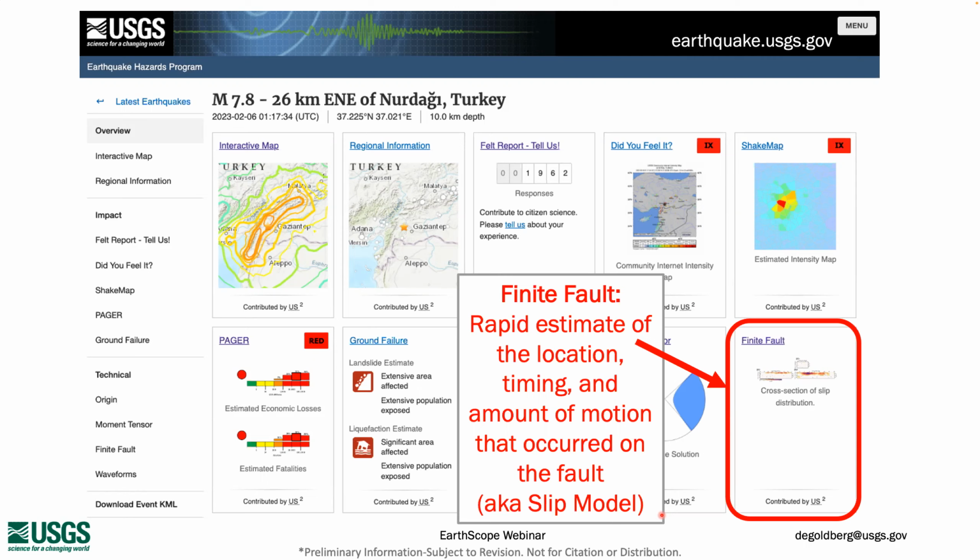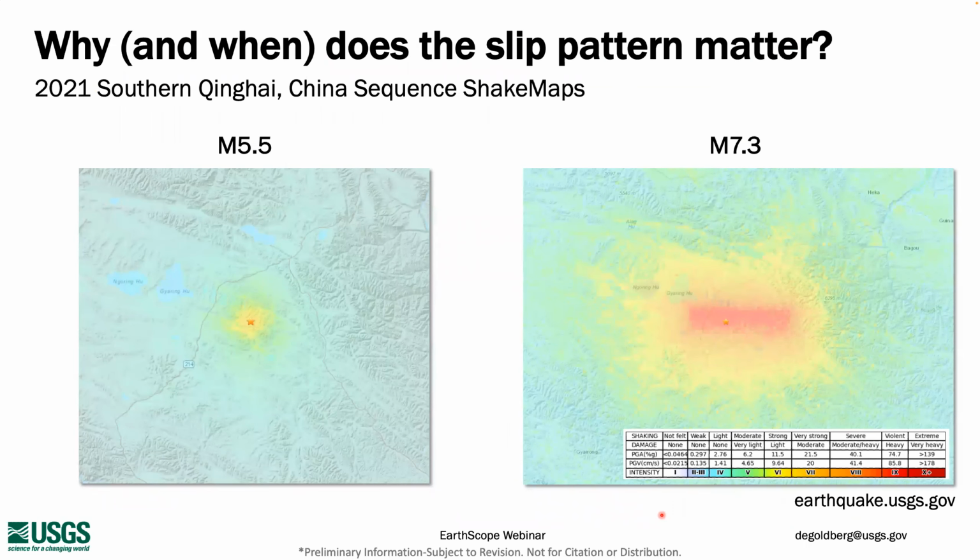And so why does this slip distribution matter? So here's an example from two earthquakes in 2021 in Qinghai, China. And here are the ShakeMaps from those two earthquakes. So on the left, there's a magnitude 5.5 earthquake, and you can see that in this case, warm colors represent higher intensity shaking. So for the magnitude 5.5 earthquake, you have the highest intensity shaking around the epicenter, and then sort of decaying more or less evenly in all directions as you move away from the epicenter.